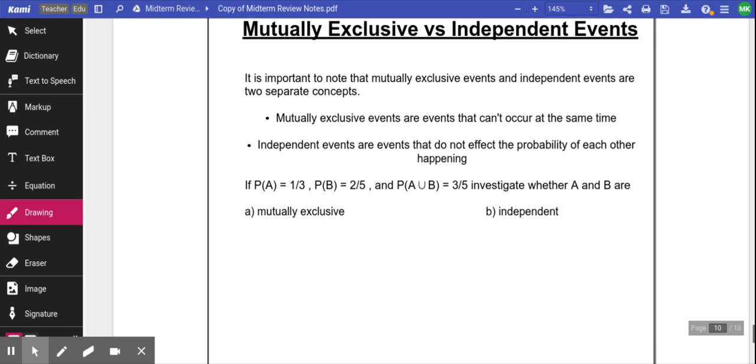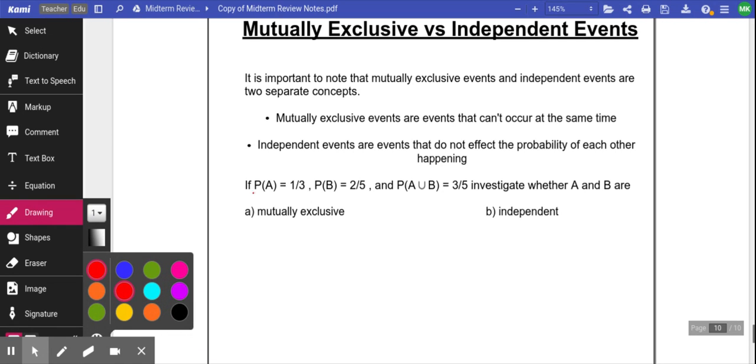Awesome. Let's see a couple questions. We'll jump down to the bottom here. It says, if P of A, so that's the probability of event A, equals 1/3, P of B, probability equals 2/5, and the probability of A or B is 3/5, investigate whether A and B are mutually exclusive or independent.